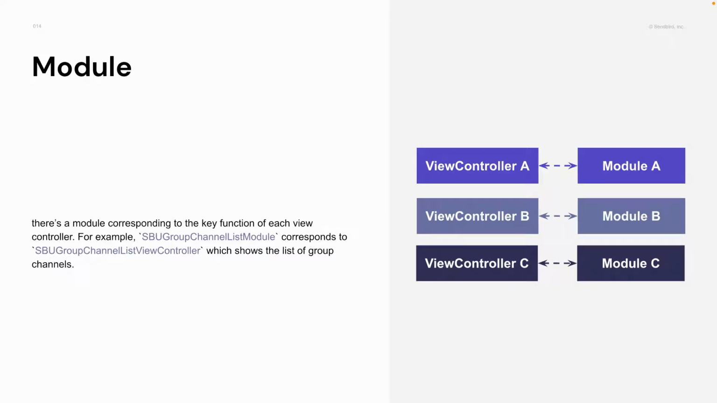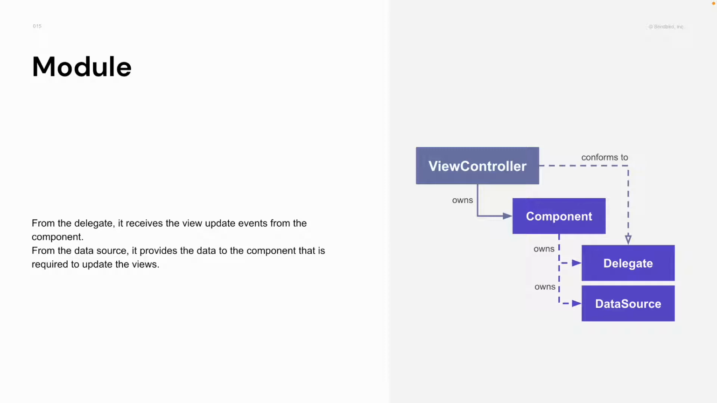In Sendbird UIKit, there is a module corresponding to the key function of each view controller. For example, SBUGroupChannelListModule corresponds to SBUGroupChannelListViewController, which shows the list of group channels. The ViewController conforms to the delegate and data source of the module component. From the delegate, it receives the view update events from the component. From the data source, it provides the component with the data that is required to update the views.